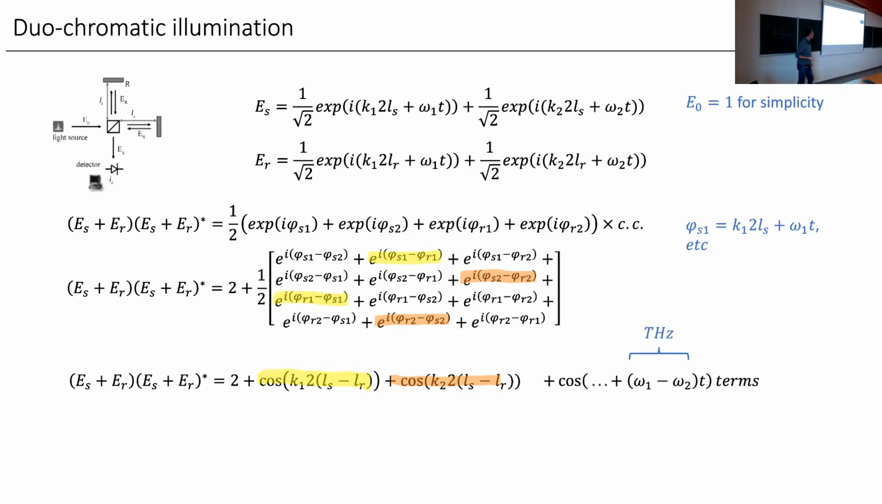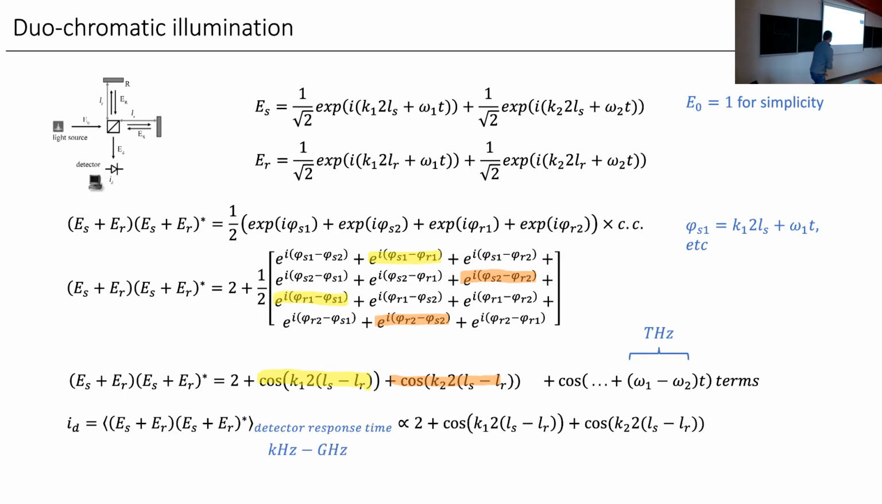The trick here is that in these cross terms you end up with terms that still contain these omegas, which are optical frequencies, in the order of terahertz, very fast. The difference between the optical frequencies is still in the order of terahertz, so it's still very fast.